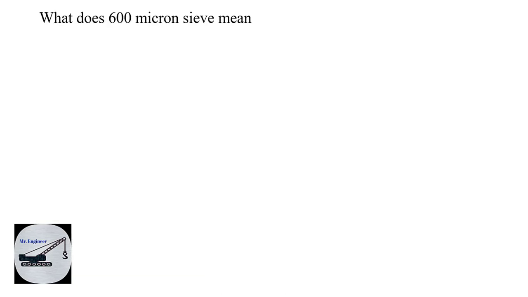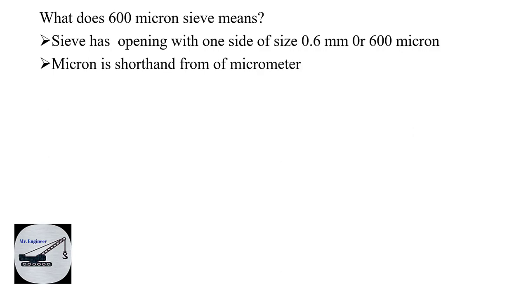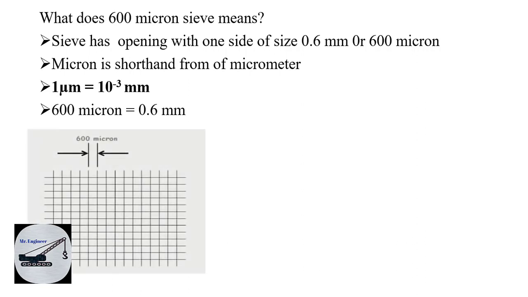What does 600 micron sieve mean? Sieve has opening with one side of size 0.6 mm or 600 micron. Micron is shorthand form of micrometer. 1 micrometer is equal to 10 raised to power minus 3 mm. 600 micron is equal to 0.6 mm. So if a sieve has 600 micron opening size, then it is called sieve number 600 micron.